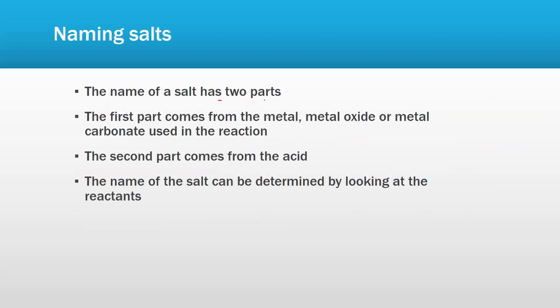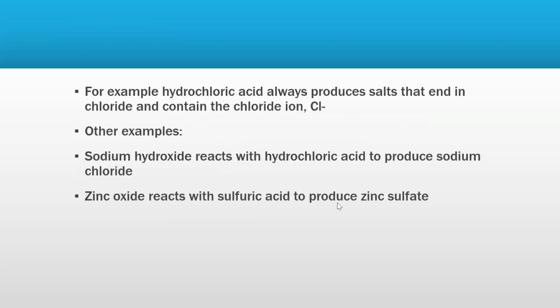The name of the salt has two parts. The first part comes from the metal or the metal oxide or the metal carbonate used in the reaction, and the second part comes from the acid. And the name of the salt can be determined by looking at the reactants it was actually made up of. For example, hydrochloric acid produces salts that end with chloride ion.